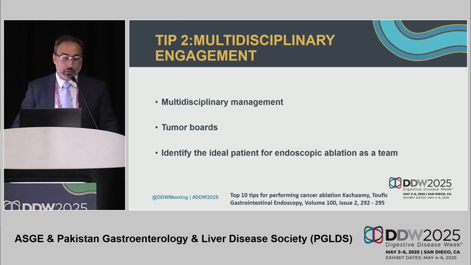The second tip is multidisciplinary engagement, and I kind of touched a little bit on that. Specifically, I recommend for anyone who wants to perform cancer ablation to attend tumor boards, discuss with the multidisciplinary team what they can offer, and identify the ideal patient for endoscopic ablation as a team. You don't want to offer a modality where, after you do the procedure, especially if the patient doesn't have a good outcome, you have finger pointing among the team. That's not only confusing to the patient, it will kill your practice very quickly.